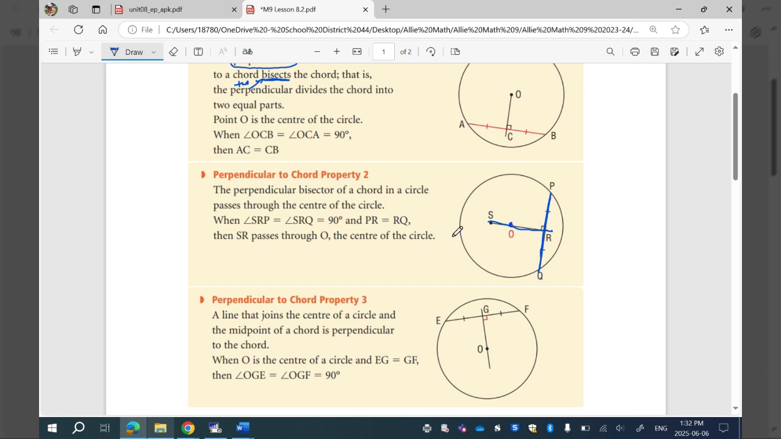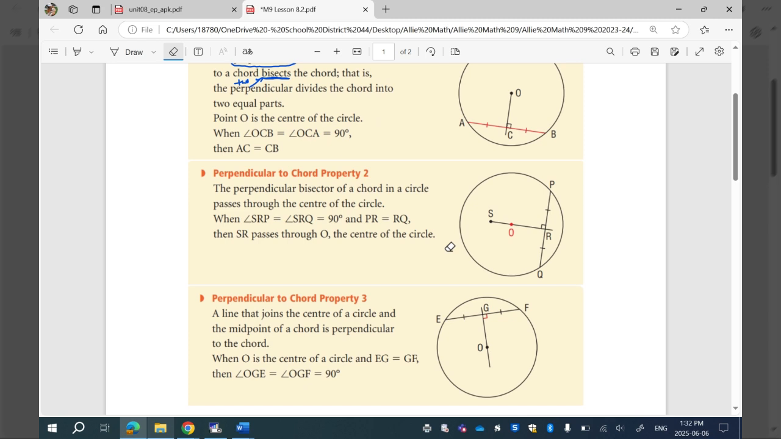So when angle SRP equals angle SRQ, they both equal 90 degrees, and PR, this side here, equals RQ, that side there, then the bisecting line passes through the center. Okay, kind of feels the same, looks the same, but slightly different info.